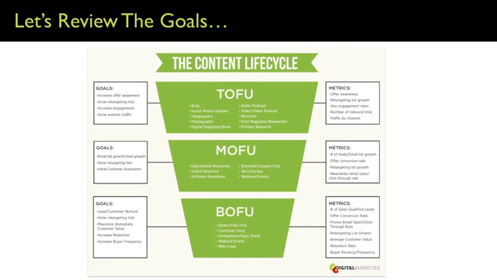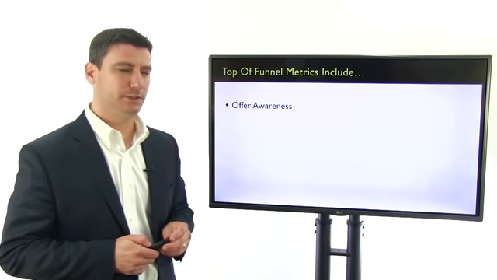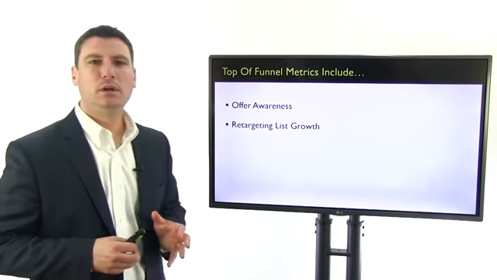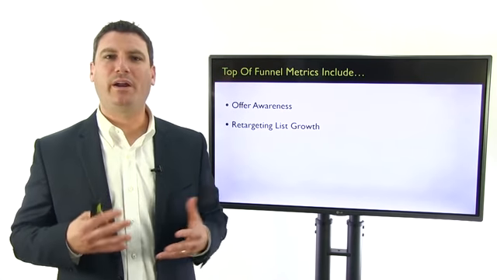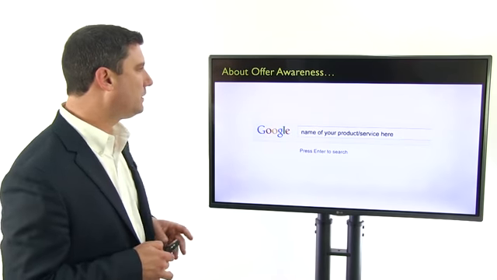Now we're in the upper right hand corner where we're looking at metrics. So these metrics include offer awareness, so how many people are becoming aware of our offers. Retargeting list growth, we want to see our retargeting lists growing. Site engagement rates, number of inbound links and traffic by channel. So let's take a look at each one of these.